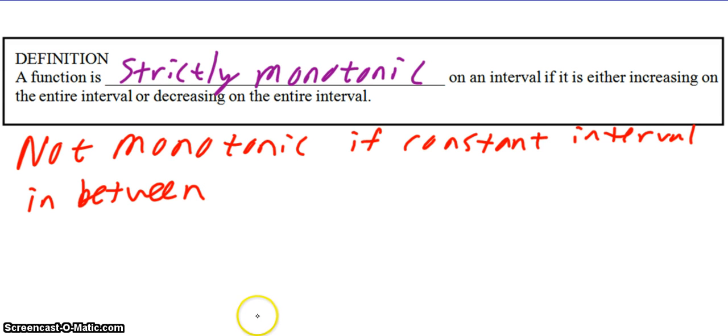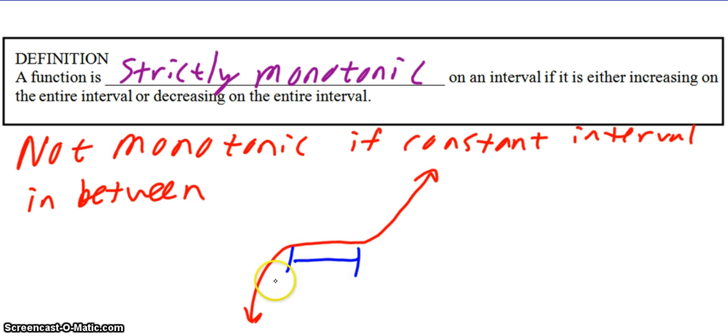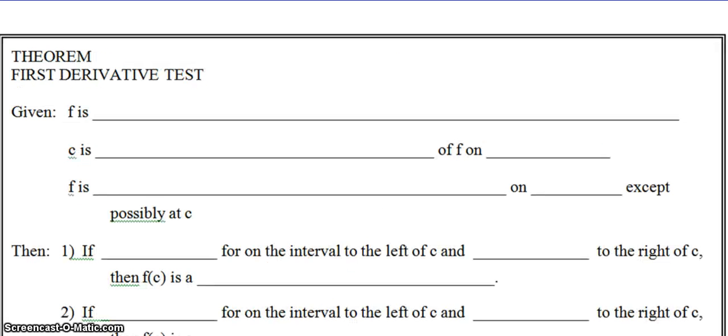So for example, if you have something like this, where in here it's constant. So this would not be considered strictly monotonic. Okay, so understanding all this increasing and decreasing stuff leads us to the first derivative test.